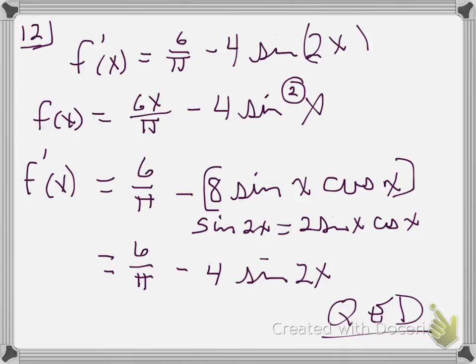Now, let's see. Part B for this thing said that if Rolle's theorem applies, find C that satisfies the theorem in the interval and round your solution to 3 decimal places.